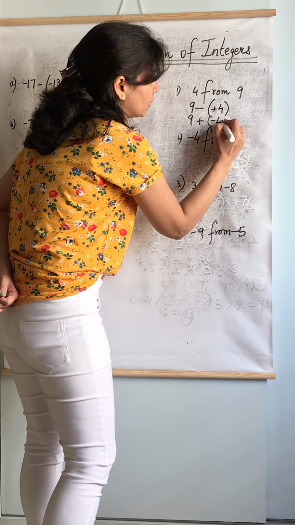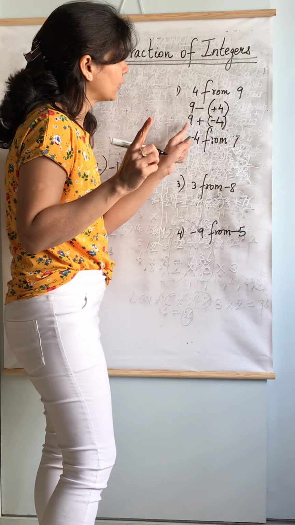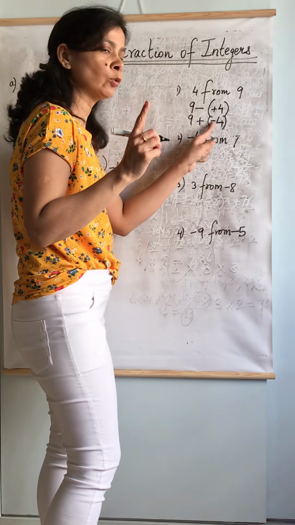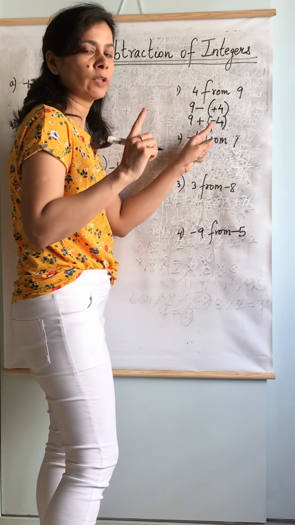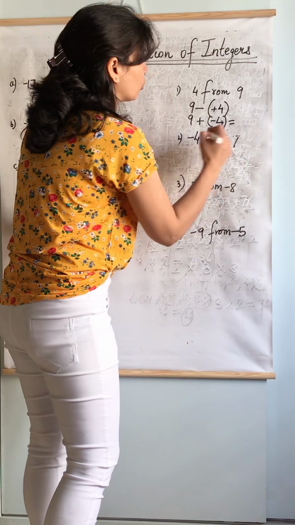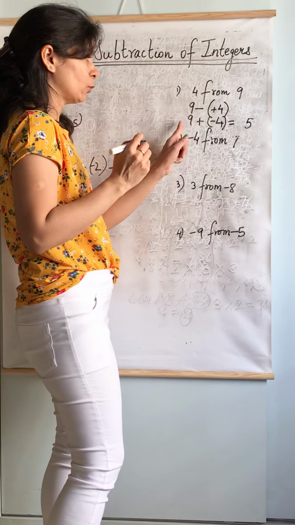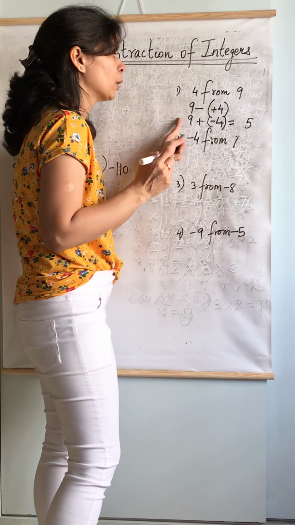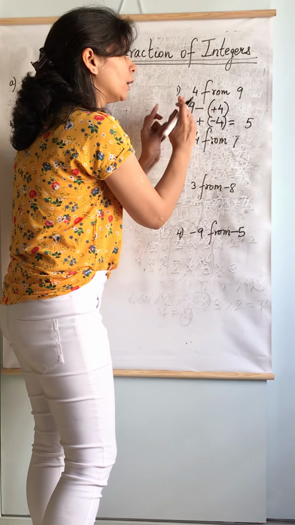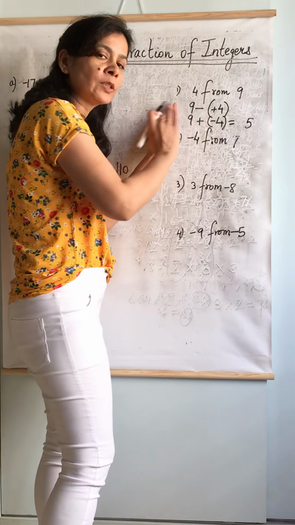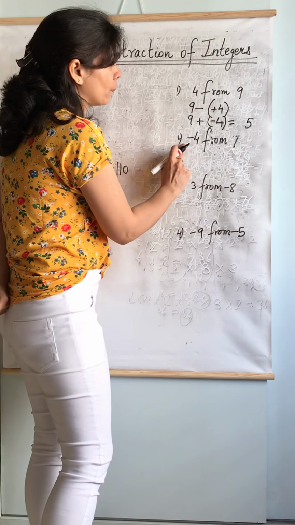9 minus 4. And then what you have learned in addition of integers, unlike signs, you now have to do in the same way as you used to do the addition of integers. Unlike signs, you have to subtract, and your answer will be 9 minus 4 is equal to 5. The sign will be plus only because the bigger number has a plus sign. That's it. You just need to change the sign and then continue the same way you used to do the addition of integers. Is that fine? Let's practice one more.